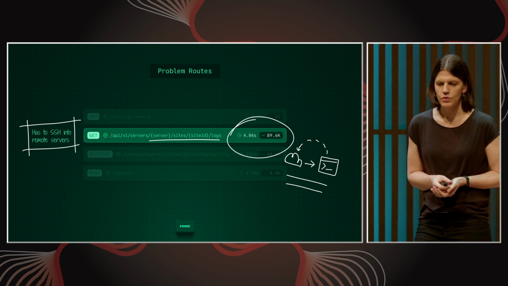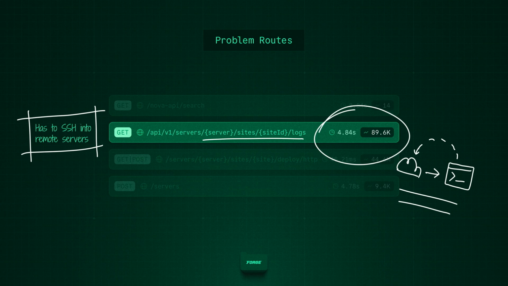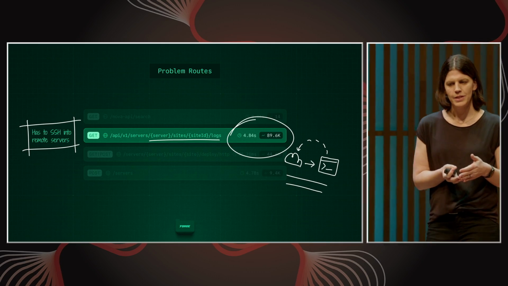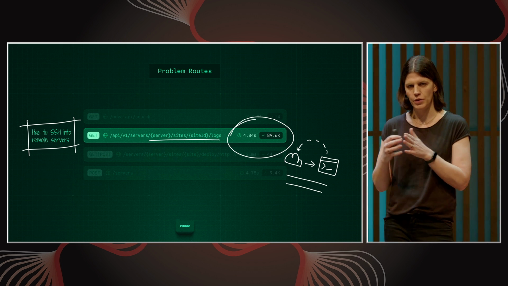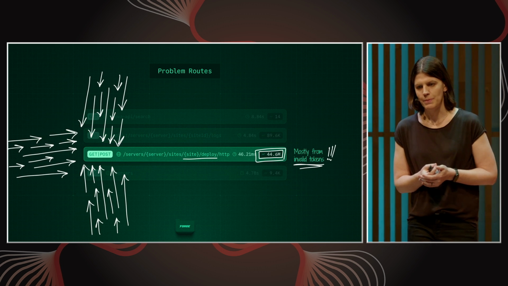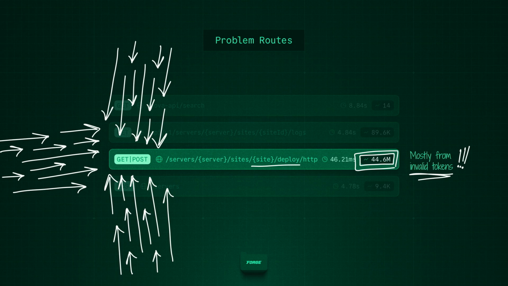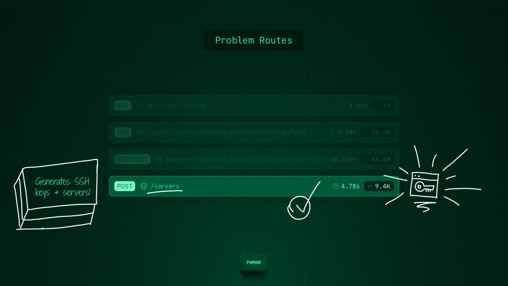We then have this route here. This is an API route to retrieve the logs from your server. There's not a huge amount we can do about this one. It takes on average 4.84 seconds. But this one has to SSH into a server to retrieve its logs. So there's probably not a huge amount we can do here other than maybe caching it for a short amount of time if people are continually polling this one. This was that route we talked about earlier that was getting all of those requests to deploy applications with invalid tokens. They had a ton of requests to that one, but I think we've solved that one now. And then last of all, we've got the post endpoint for creating a server.